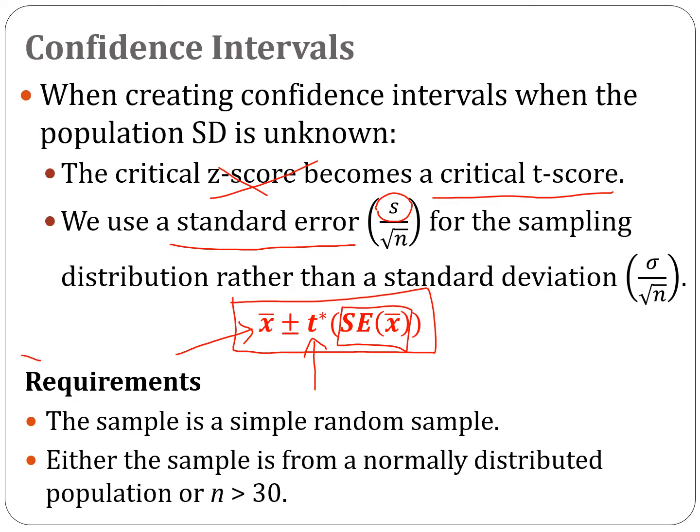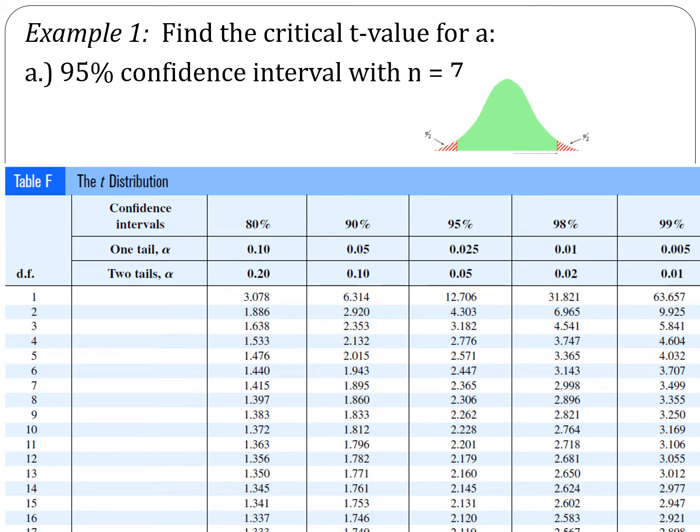In order to use this method, we have to have a simple random sample, and then we either have to have a sample from a normally distributed population, or we have to have a sample size that's large enough, meaning that the sample size is greater than or equal to 30. So one of the things I should have given you is a T distribution. Make sure you're on the correct side of the paper because it's only one-sided. The opposite side is a chi-square distribution, which we aren't dealing with yet.